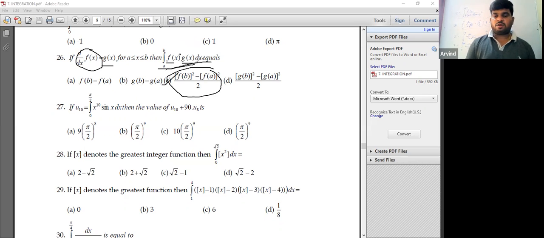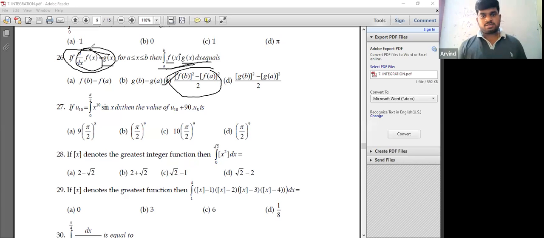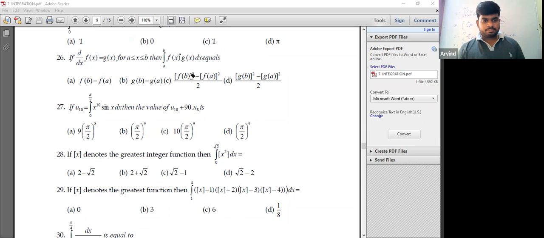So this is looking like the formula f of x into f dash of x. But here, if they had given g of x, but g of x is mentioned here, look. G of x is nothing but f dash of x. We have mentioned it. So that's a very easy one. Okay.